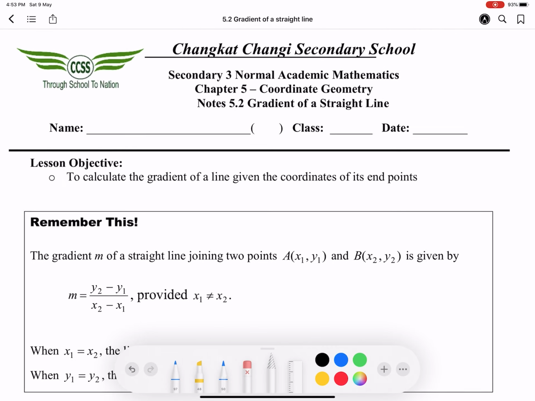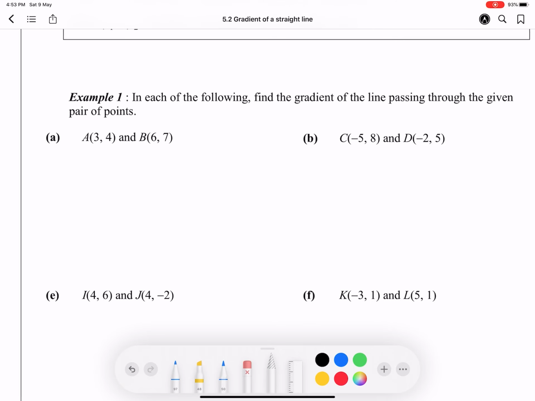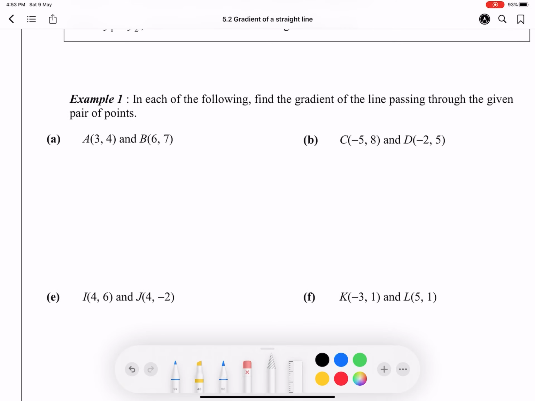Okay, let's go through the notes 5.2. I'm going to go through the example involving finding a gradient. So I will go through example 1, part A and part B.